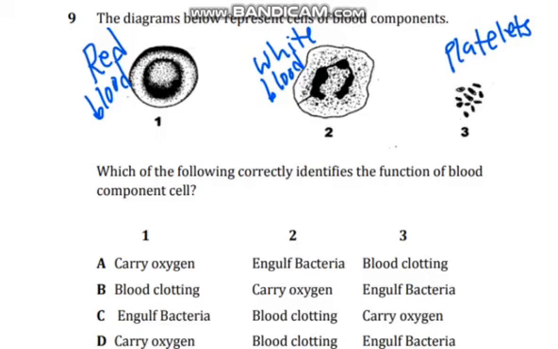Let us now look at the options. A: 1 carries oxygen, 2 engulfs bacteria, 3 blood clotting. B is blood clotting first, which is no, since red blood cells do not clot blood. C, engulf bacteria, no. D, carry oxygen, but the rest does not match. So the best answer here is A. Number 1 carries oxygen, number 2 engulfs bacteria, number 3 is blood clotting. This is our answer.